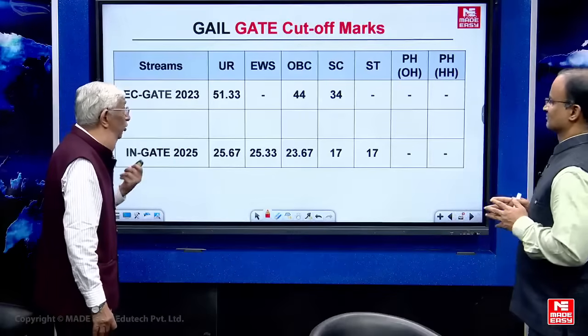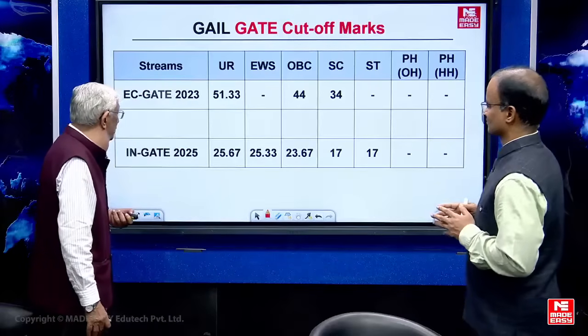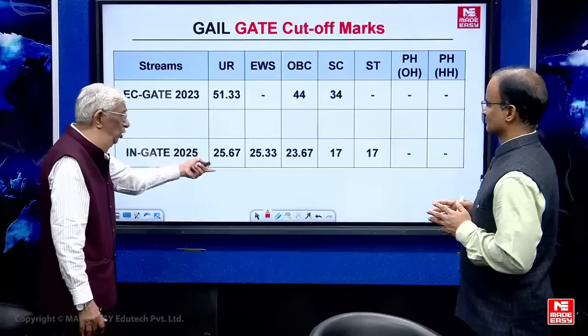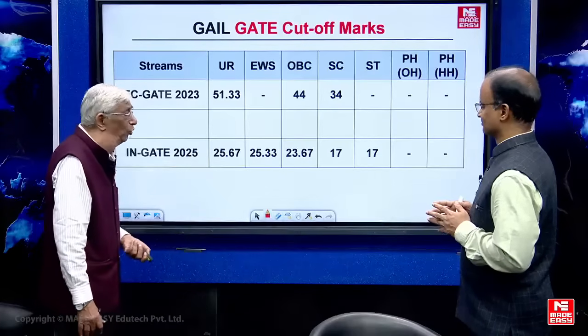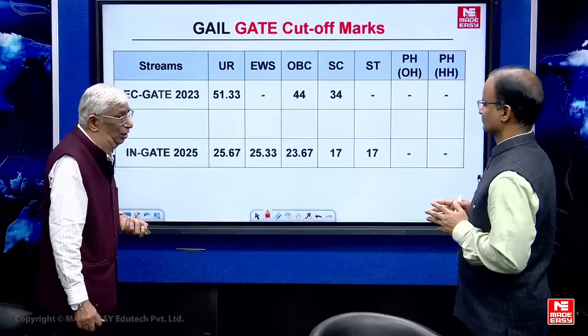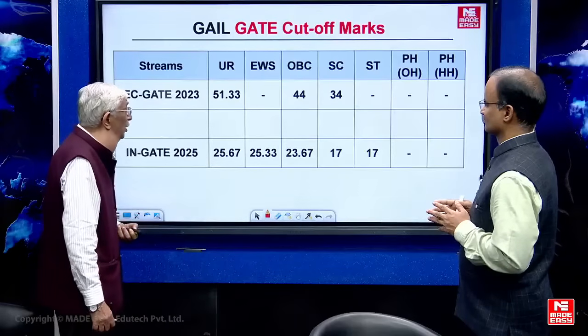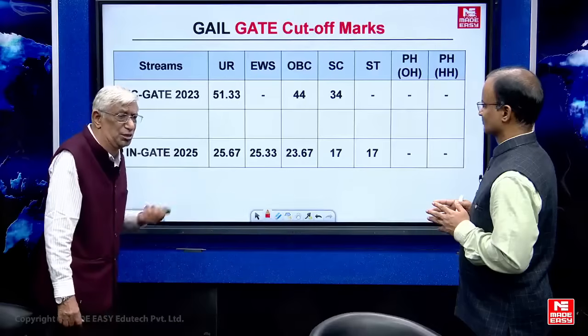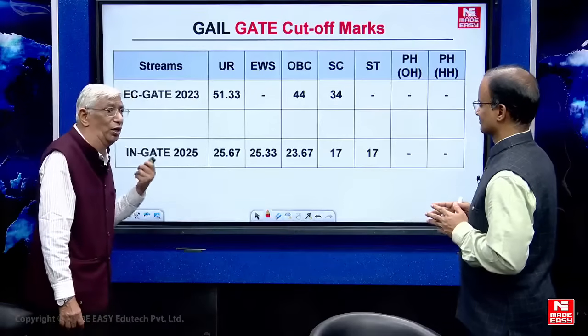GAIL cutoffs. GAIL also recruits electronics engineers and instrumentation engineers. For instrumentation, obviously, it's a very low cutoff, almost just qualifying marks. And the unreserved category cutoff last year for EC was high, 51.33. This is primarily for the monitoring of the pipeline.